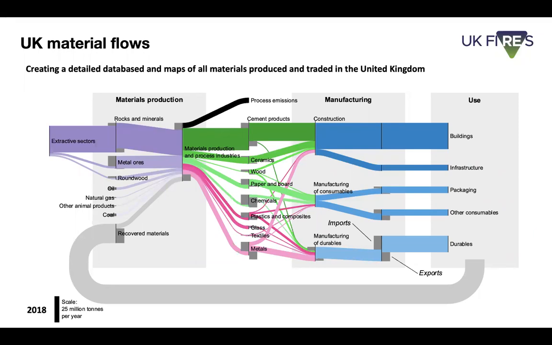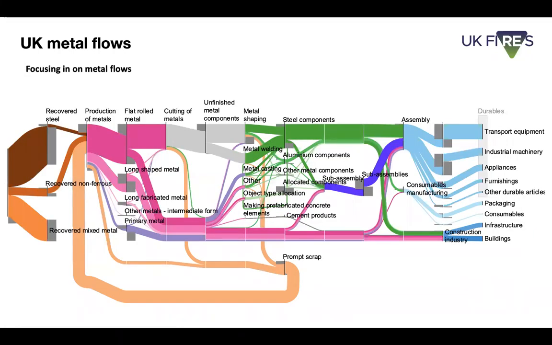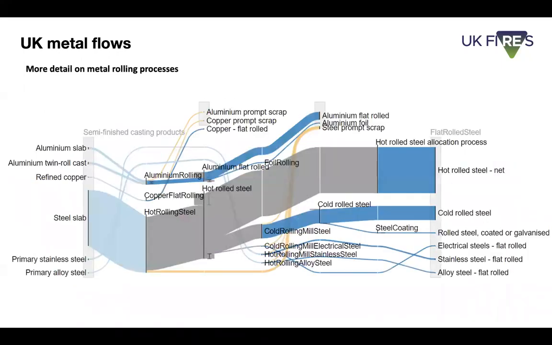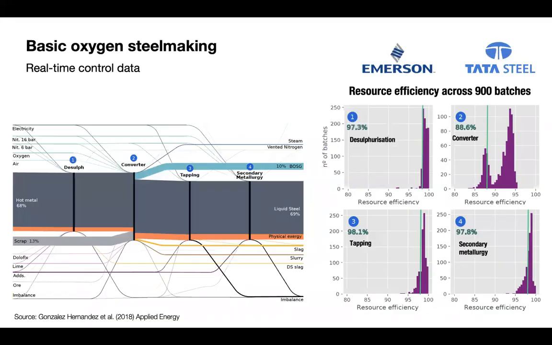But we can drill down further. So this is a map of just the metals flowing, not showing which ones they are, but there's aluminium, copper, steel in there, but just the processes going on. And if we zoom in again, we get down to now steel and aluminium, and this is just the metal rolling processes. So the idea is you'll be able to zoom into these Sankey diagrams, seeing more and more detail of the mass flows of these materials.